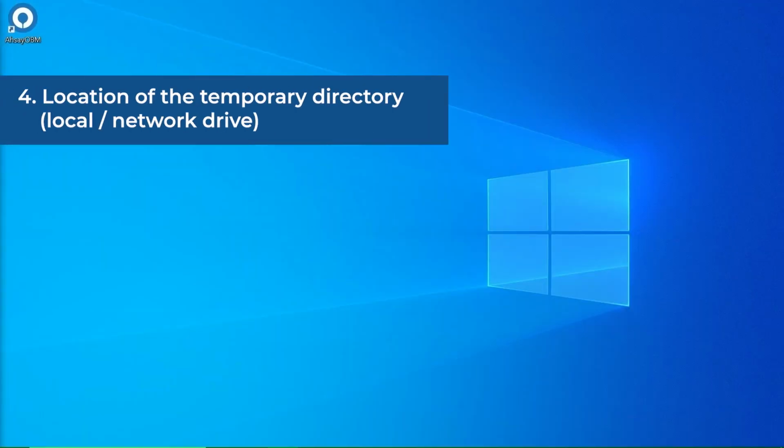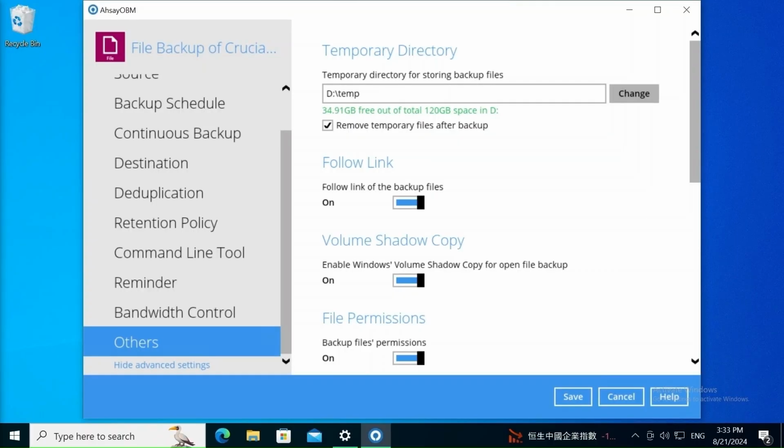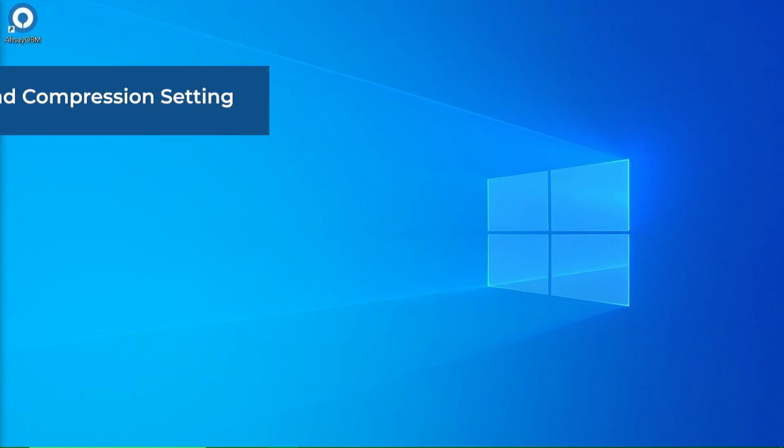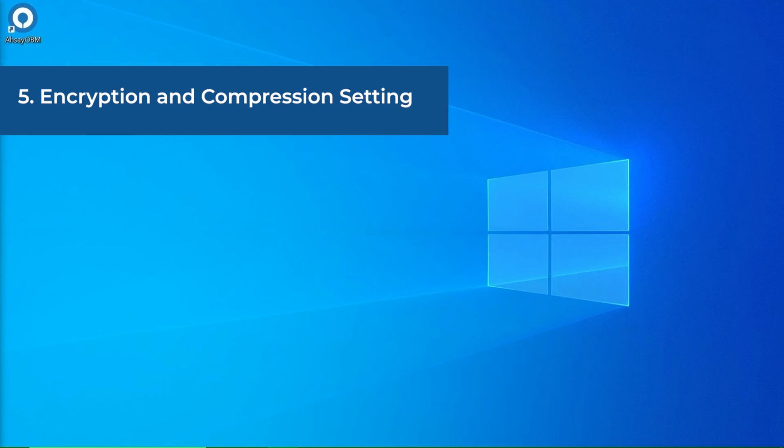4. Location of the temporary directory, local or network drive. Check if the temporary directory specified for the backup set is located locally or over a network. If the temporary directory is specified on a network partition, the backup speed may be affected by network traffic and speed.